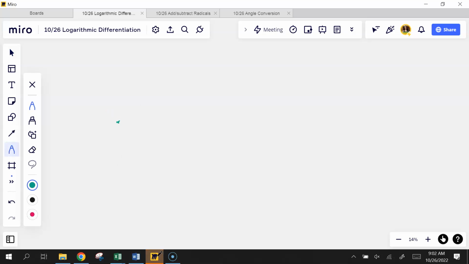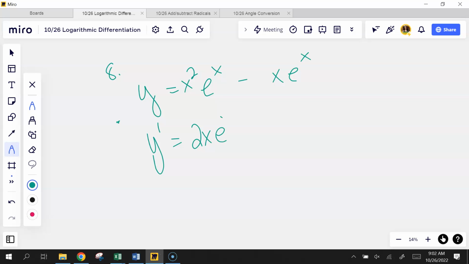Number 8. Y equals x squared e to the x minus x e to the x. I'm going to do product rule on these. Derivative of the first would be 2x times the second plus the first times derivative of the second. Derivative of e to the x is just e to the x.